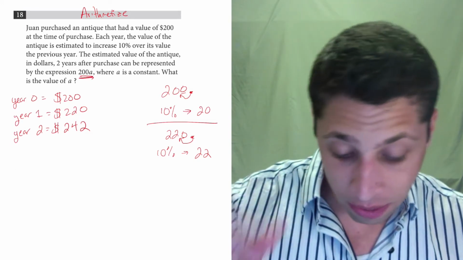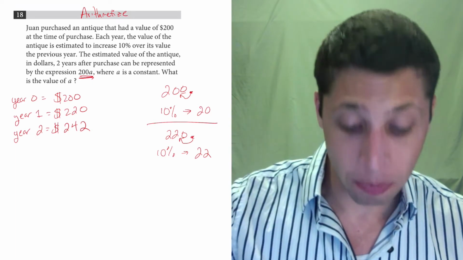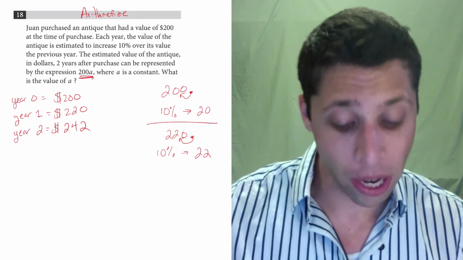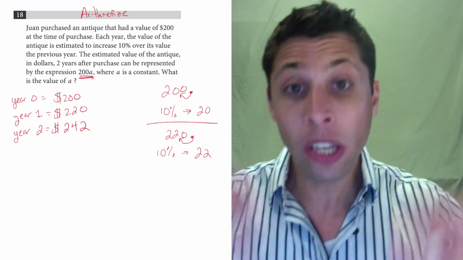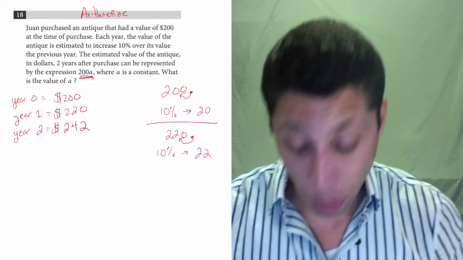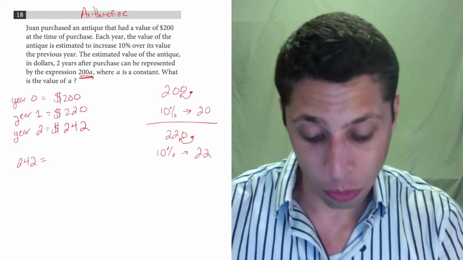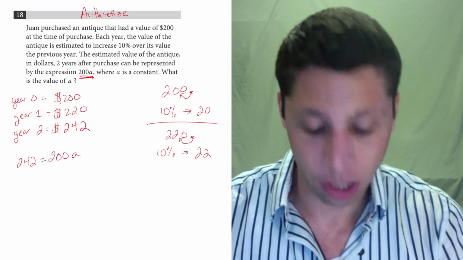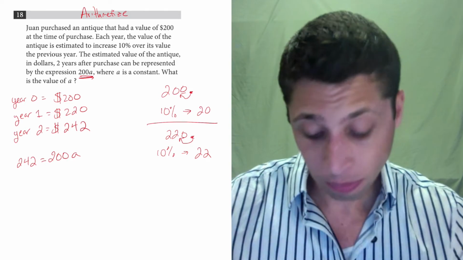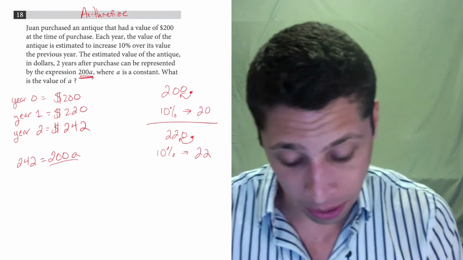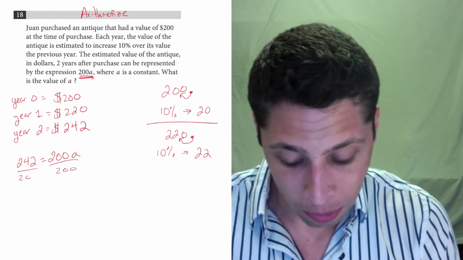Okay? So we can use that number because we were given this other equation. The value of the antique after 2 years can be represented by this expression, where A is a constant. So we know the price after 2 years, it's 242. So 242 is equal to this expression, 200 times A. And it's obvious how we need to solve for A here. We can just divide by 200.